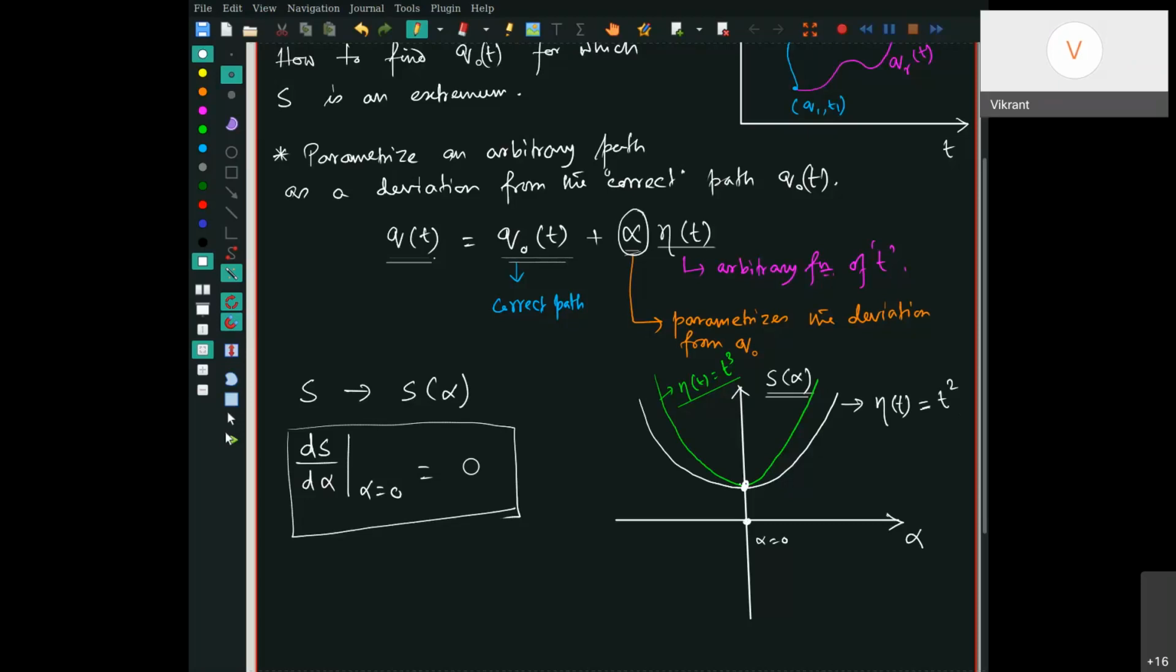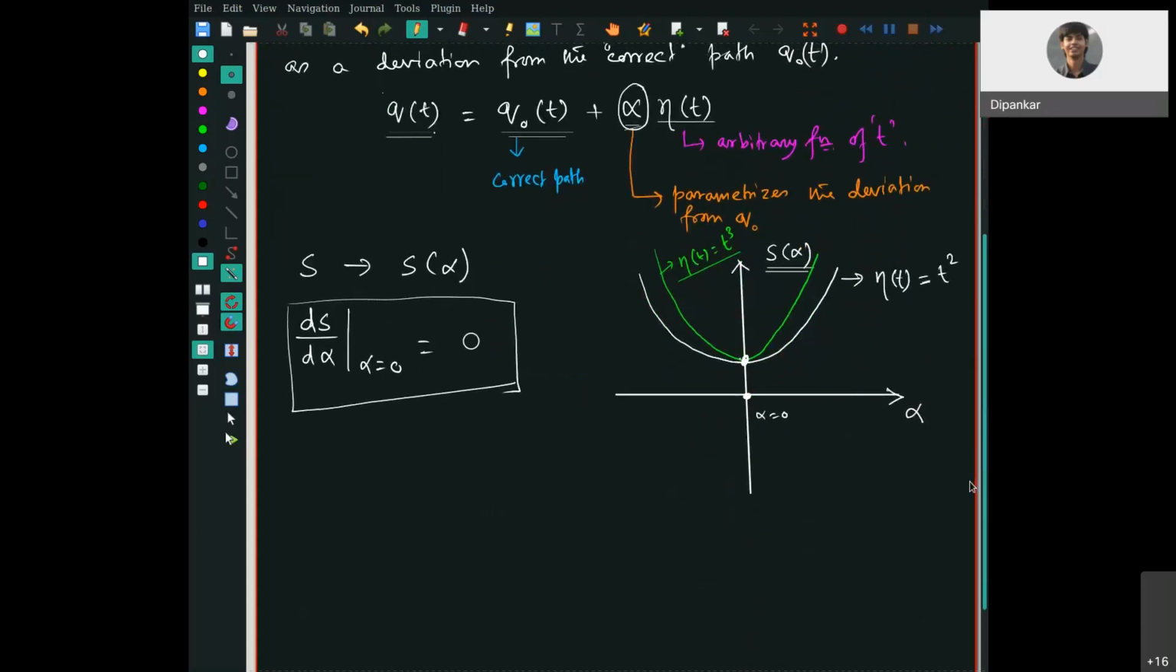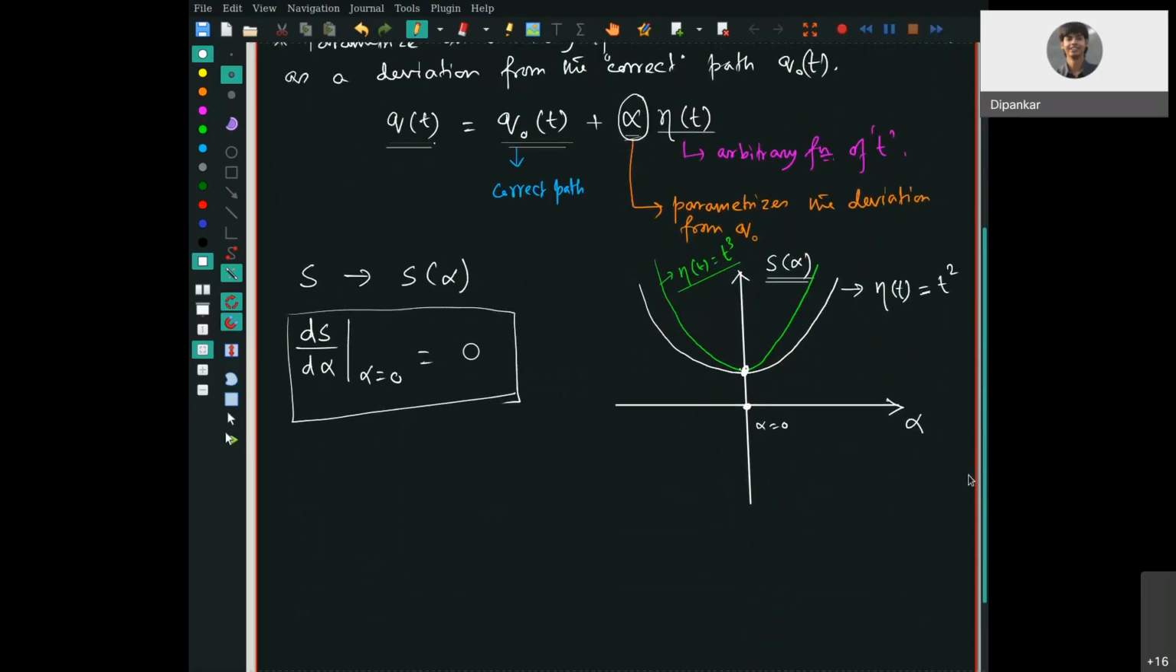Yes. When I talk about a path, I always imply that it will have continuous derivatives of all orders. I mean, it's Taylor expandable. It will also pass through these two points. So eta t is arbitrary as long as it passes through these two endpoints, because these two endpoints are fixed. I want the evolution from q1 t1 to q2 t2. Yes, sir. Okay, sir. All right. So then dS/d alpha at alpha equals 0 should be equal to 0.